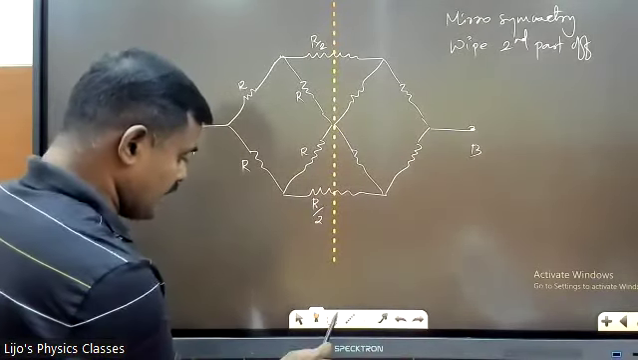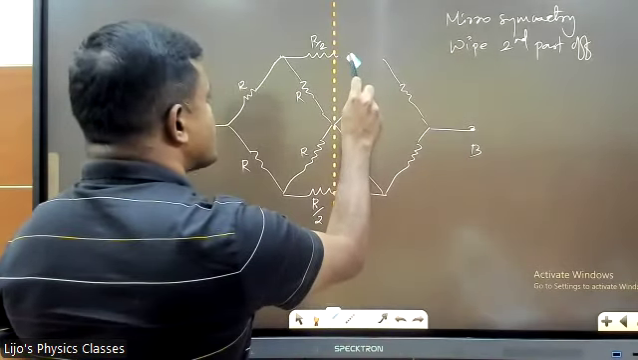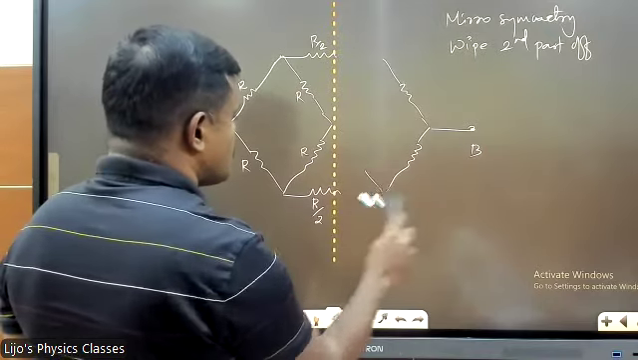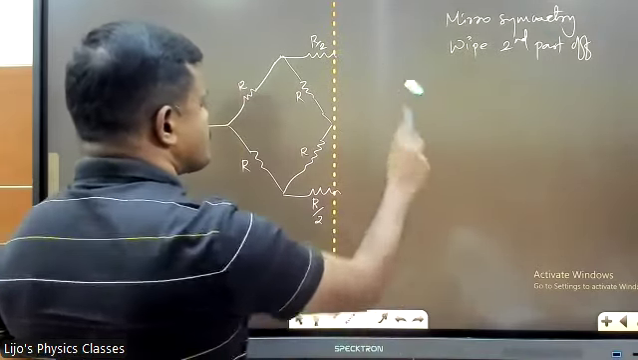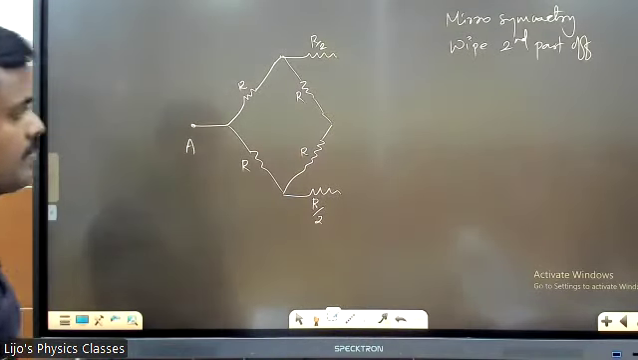Got it? So once you have done this, just wipe the second part off. Redraw the figure like this, maybe without this vertical line as well.